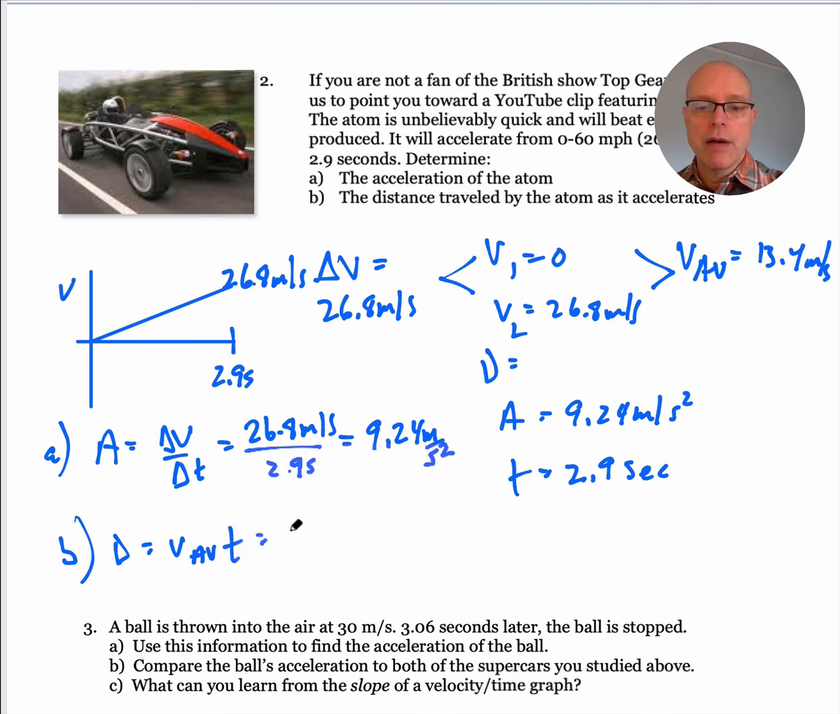Got it? Got the V average, 13.4 meters per second. I'm leaving the labels on stuff. And this is what your work should look like. 2.9 seconds, easy to follow. And you're really telling people one step at a time what is going on.